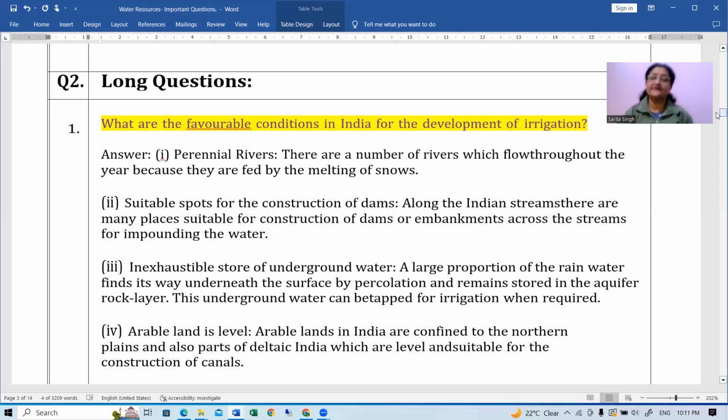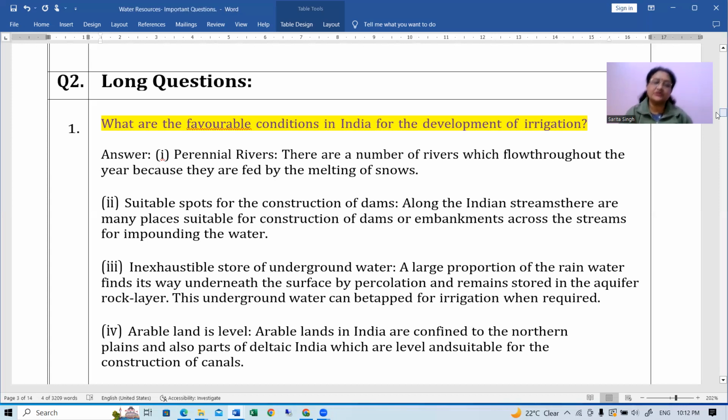What are the favorable conditions in India for the development of irrigation? First of all, perennial rivers. A number of rivers in India are perennial, so water can be supplied in canals in large quantity, and the various sources can be used in this way. Next is suitable spots for the construction of dams. Several such sites are there where dams can be constructed. Along the Indian streams, there are many places suitable for construction of dams. And these dams, or embankments, carry a lot of water, and that helps irrigation facilities to develop from there.